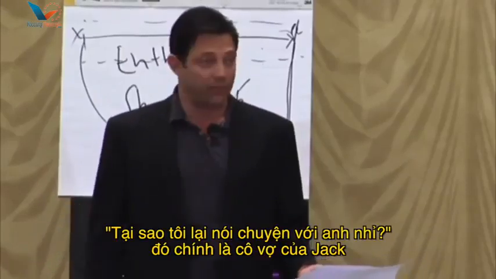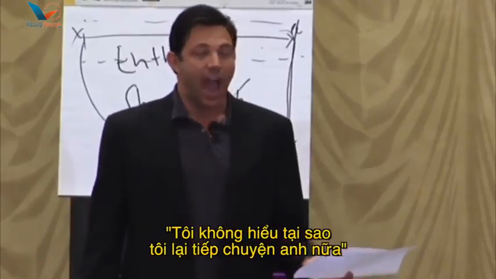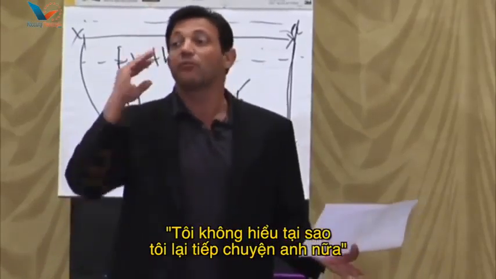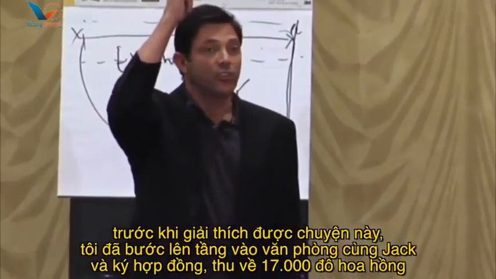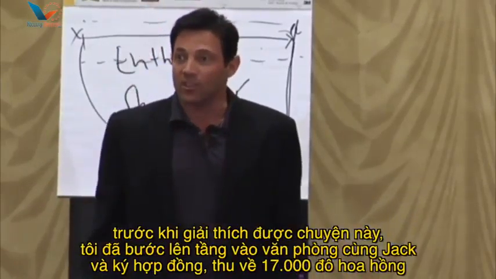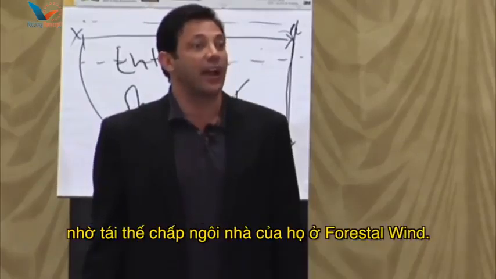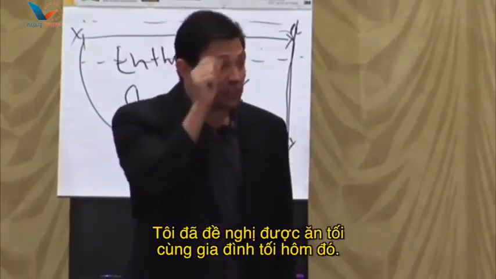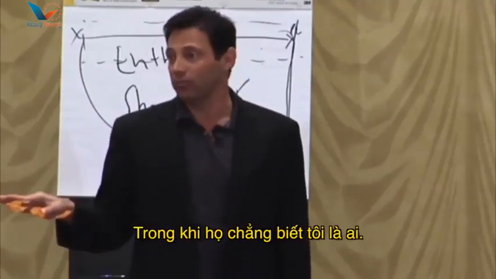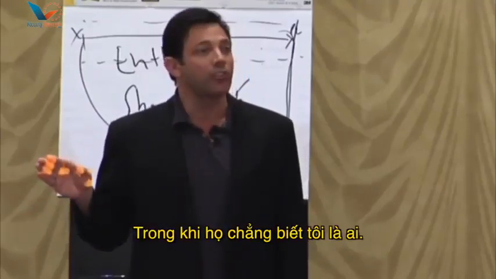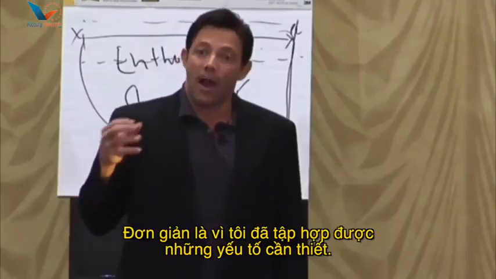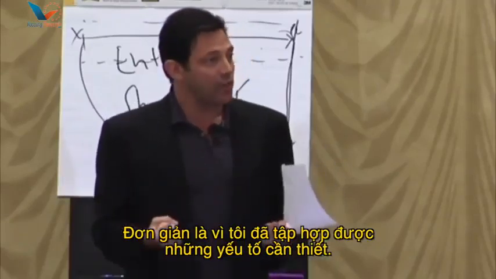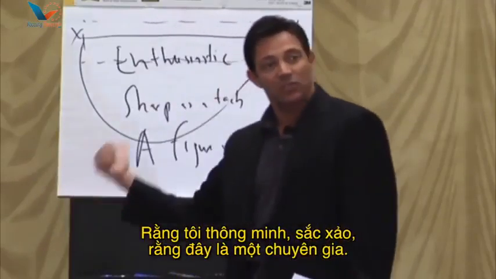It was Jacob's wife, Angela Arabov, okay? I don't understand why I'm talking to you. Before I knew it, I was upstairs with Jacob in his office. I made $17,000 refinancing their house in Forest Hills, Queens. I was at their house for dinner that night. They did not know who I was, simply because of my rap of confidence, the aura that I had, that I was sharp as a tack and I was an expert.